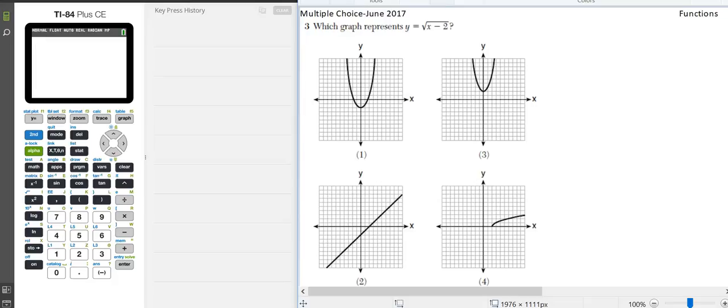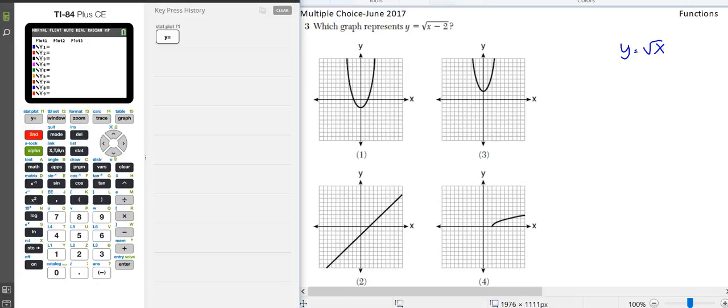In this video, we're going to discuss how the graph of a radical function looks. Now, if you look on your calculator, you can easily graph y is equal to the square root of x. Let's graph that. Square root of x and graph.